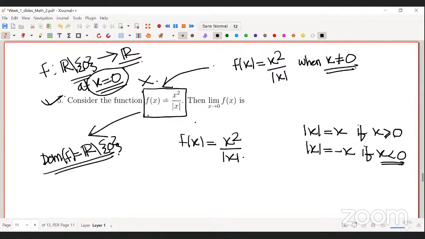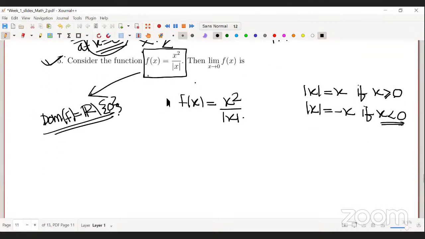So am I audible? Sir, I don't understand this step, what you have just written. Yes. Mod x will never be equal to minus x if x is less than 0. If we are saying mod x, irrespective of x greater than 0 or less than 0, it will always be positive. I got your point.